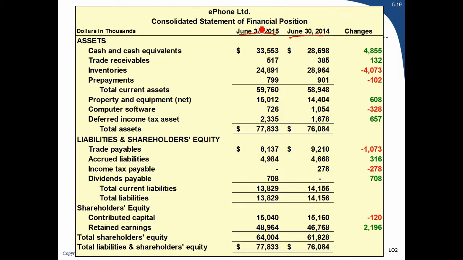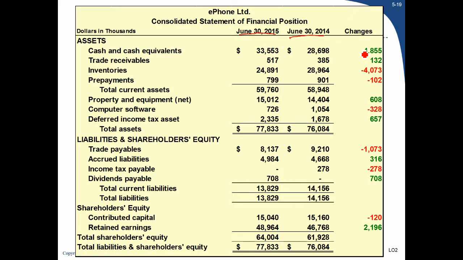Here's our current year. I mean, we're in 2015 here, but that's fine. I guess the slide's a little bit old. But you can see our cash balance has increased by 48.55, right? 33,553 less 28,698, right? So our cash balance has increased by 48.55 on a net basis. There's a lot that could have happened throughout the year. At one point, our cash balance could have been 100,000 or it could have been 0. We fluctuated throughout the year, right? But all we're saying is on July 1st, 2014, we were at 28,698 in the bank. And now June 30th, 2015, we're at 33,553 in the bank, okay?